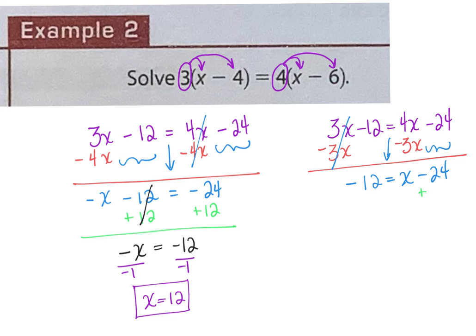Now I want to move my numbers to the opposite side, so I'm going to move the 24 over. On the right-hand side, it cancels. I have an x equals -12, and 24 is 12. So whichever side you move it to, you will still get positive 12 as your answer.